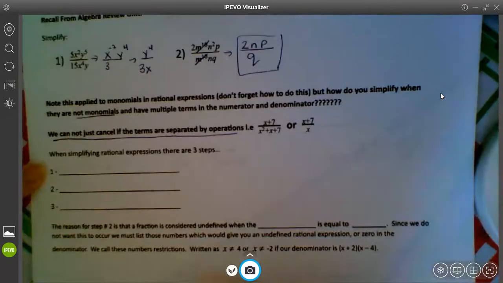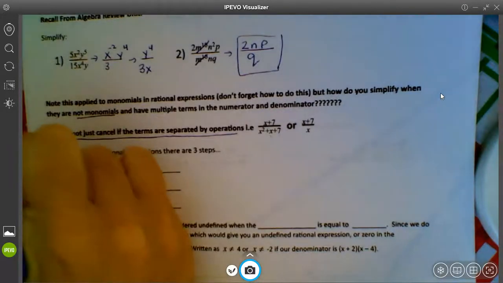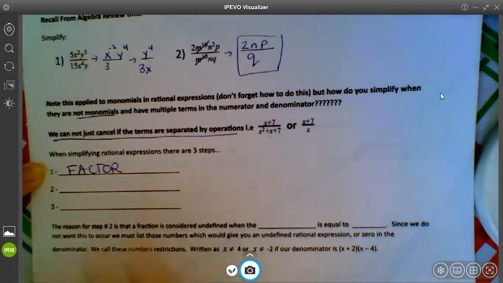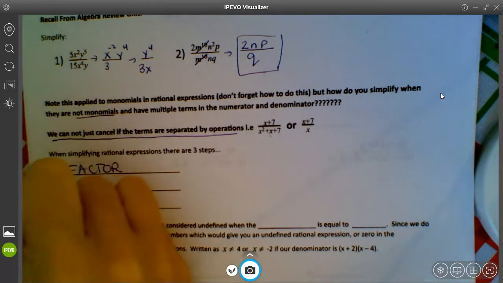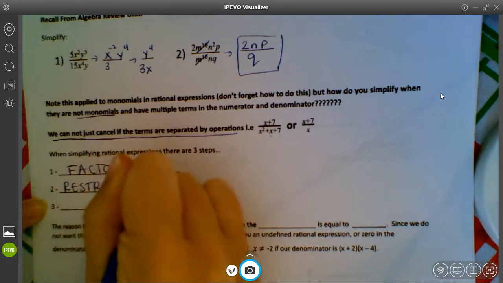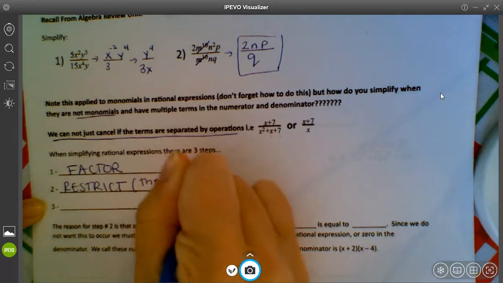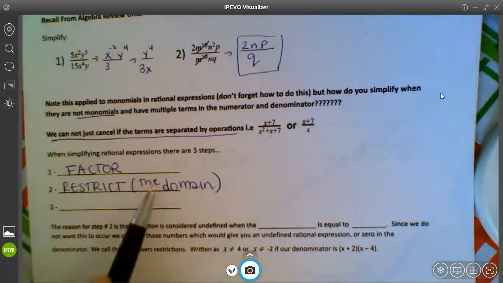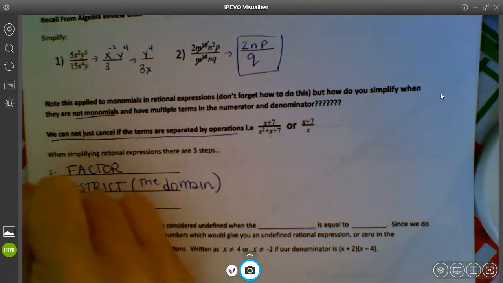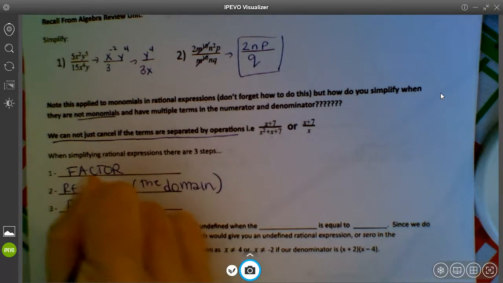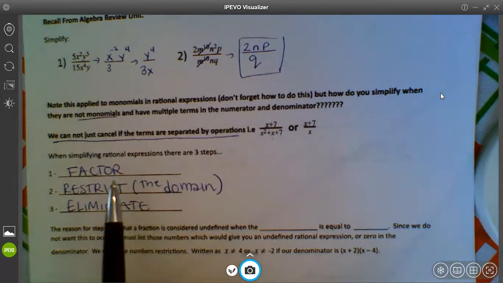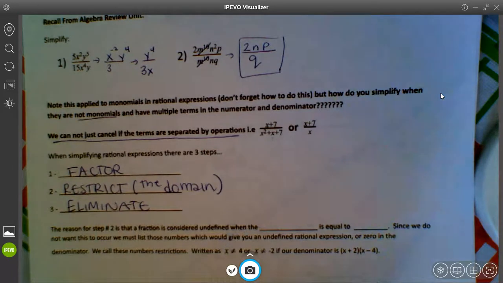The first step is to factor. The second step is to restrict. And we're restricting the domain, and we'll talk about what this means in a second. And the last one is to eliminate. So now we're going to talk about what it means to restrict the domain.